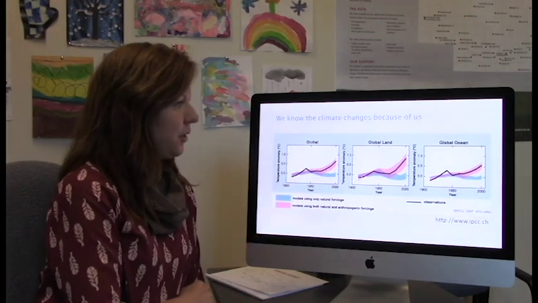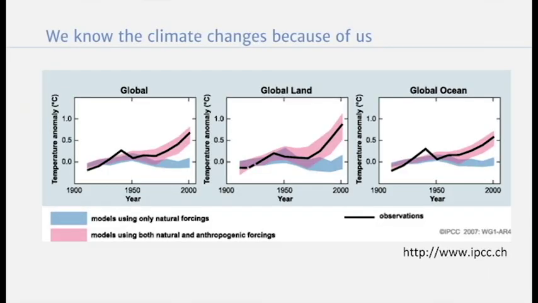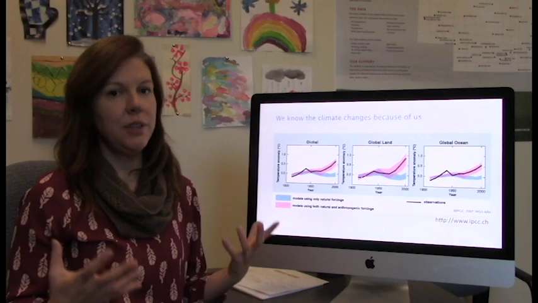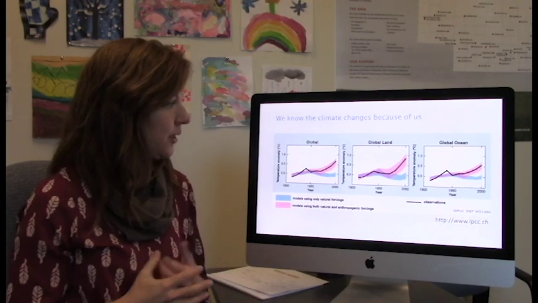What this graphic is showing you is global average temperatures, and it's also breaking it up by land temperatures, and only land and only ocean. Ocean covers about 70% of the Earth's surface. This graphic goes from 1900 to about the year 2000. So over 100 years, we can look at climate models that only use natural forcing, so volcanic eruptions, solar variability, things that naturally happen in the atmosphere that impact our climate.